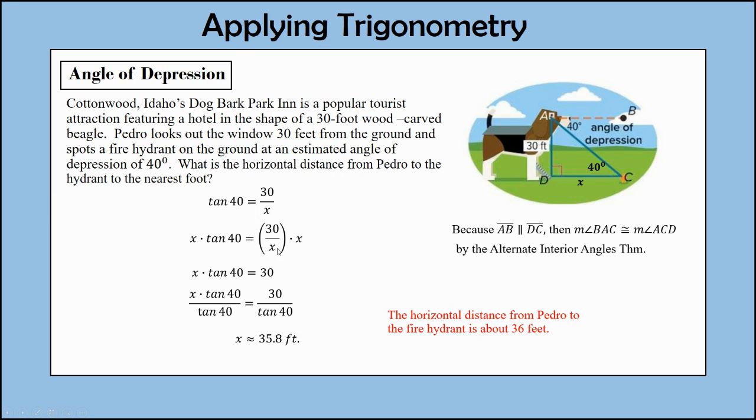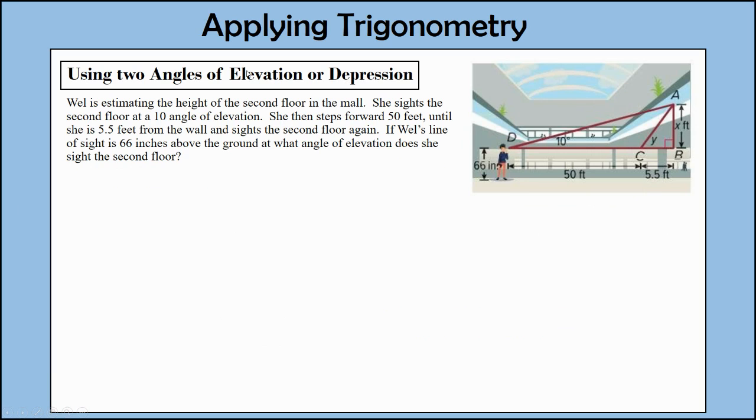All right, so that's an angle of depression. All right, the next thing we're going to look at is what happens if we have to do a couple of different angles of elevation or depression. Okay, the toughest part of this problem, I think, is getting this picture set up correctly.